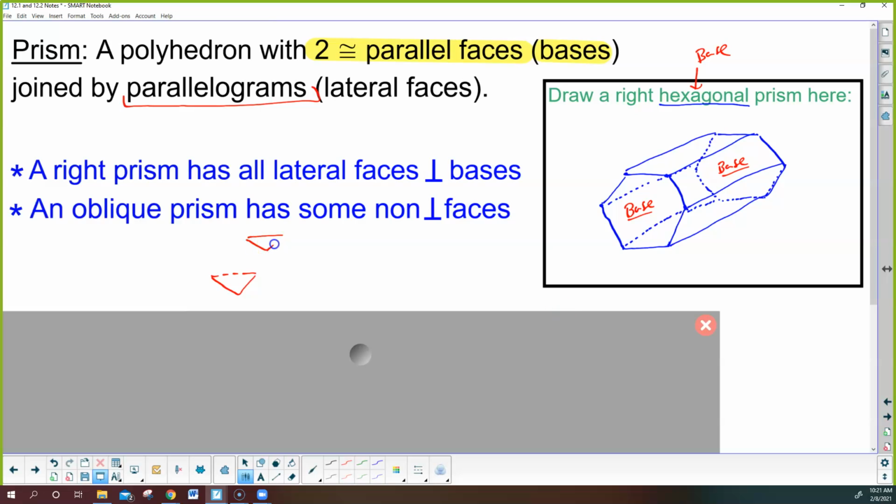So what if I had a prism that looked like this? See how it's kind of slanted? This is not great.